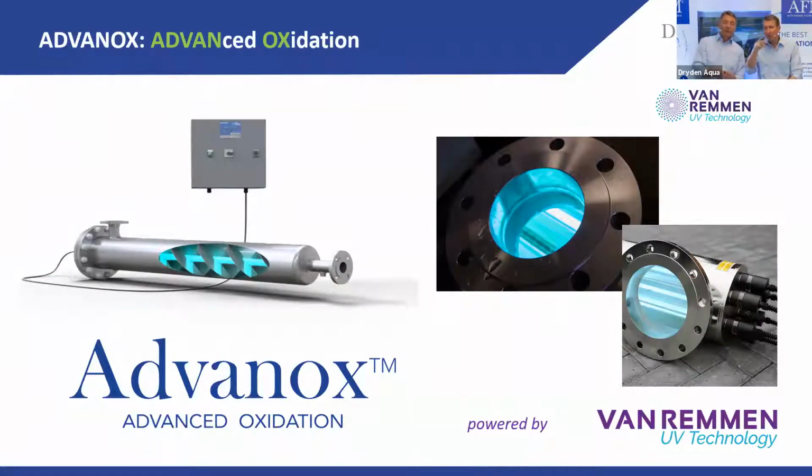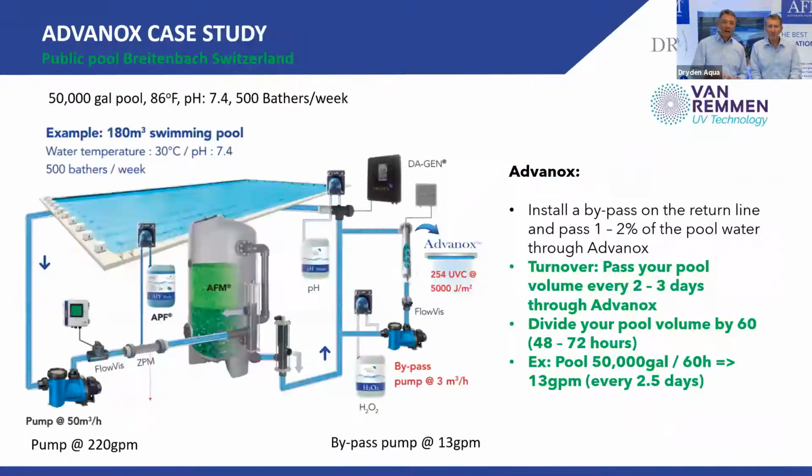But maybe first to this. We call this new baby Advanox. Advanced oxidation. If you take this out, it's called Advanox. It's a nice name. It only works with Daisy. Why, Philip? Okay, so we take it in a side stream. Let me answer this question first. So you need to have a Daisy to bring the oxidation demand down.